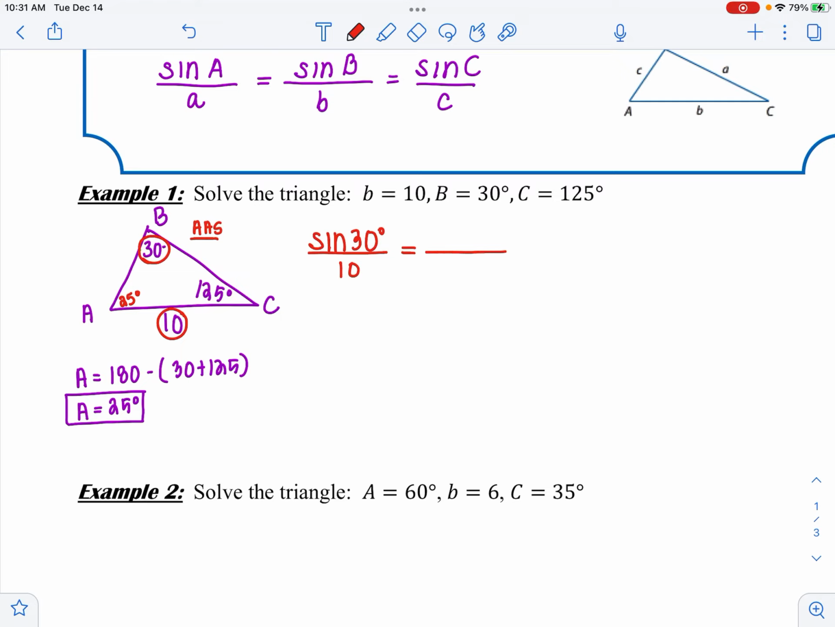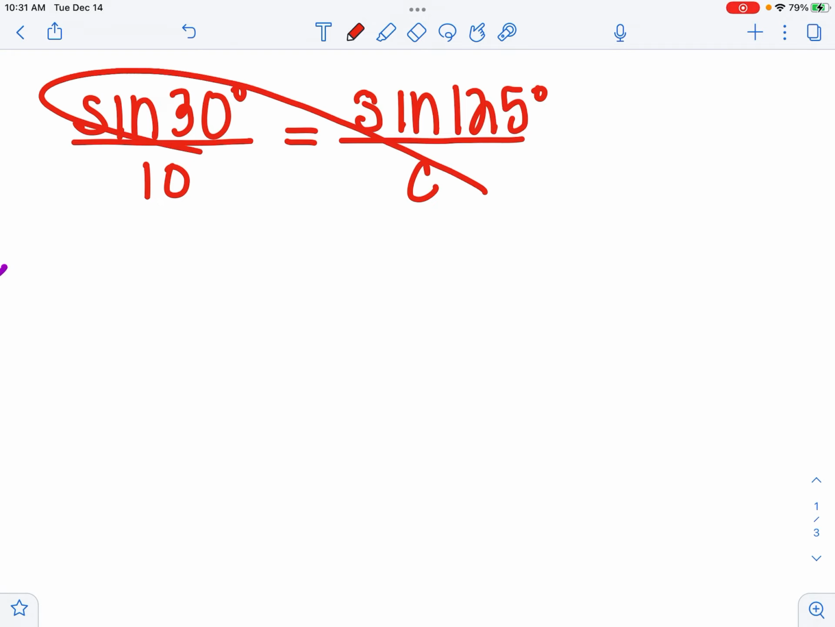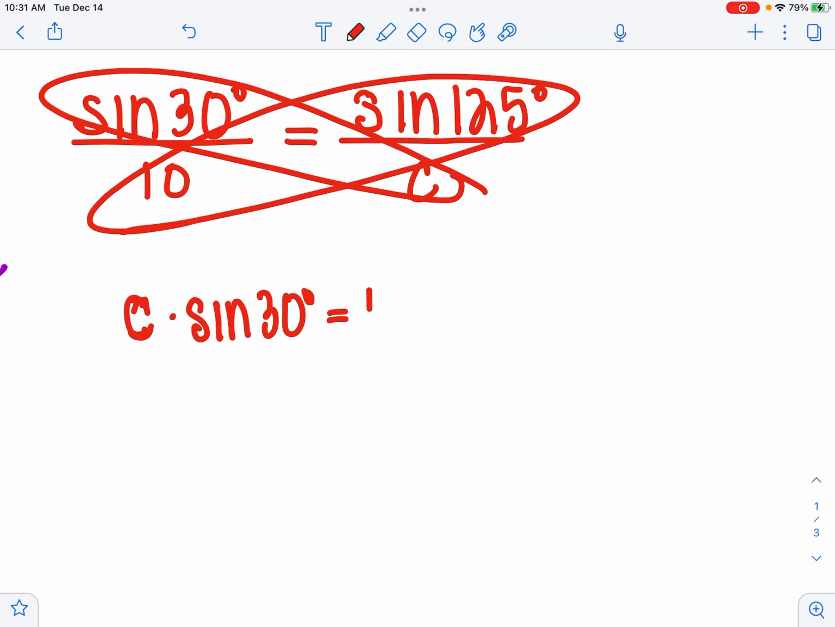Then we can solve for either side A right now and do the sine of 25 over A, or we can solve for side C right now and do the sine of 125 over C. It does not matter. I'll solve for C first. Why not? So I'm going to do the sine of 125 over C. All right, now I need to cross multiply to solve for C because this is a proportion. So I'm going to multiply these two. C times the sine of 30 degrees is equal to 10 times the sine of 125.